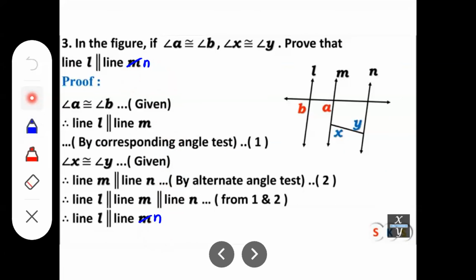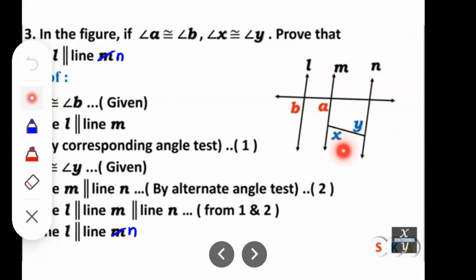Now see the example: if angle A is congruent to angle B, marked in a similar color, and another pair is given, angle X is congruent to angle Y, then we have to prove that line L is parallel to line N.